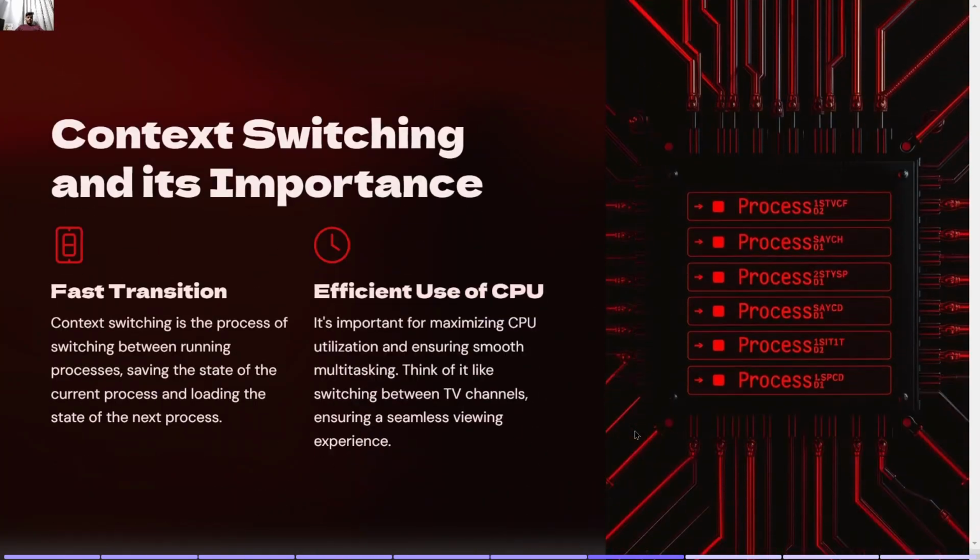Context switching and its importance. Fast transition: context switching is the process of switching between running processes, saving the state of the current process and loading the state of the next process. Efficient use of CPU: it is important for maximizing CPU utilization and ensuring smooth multitasking.